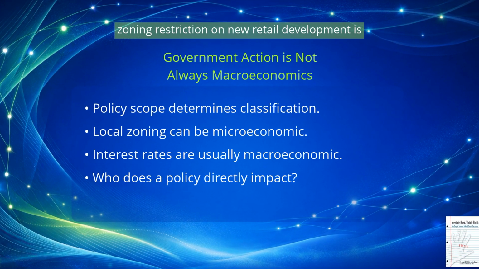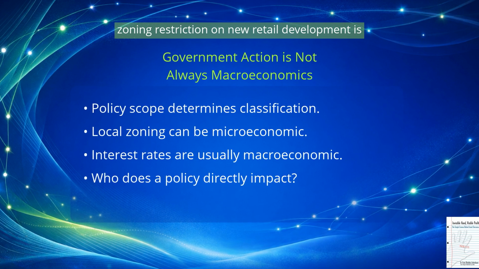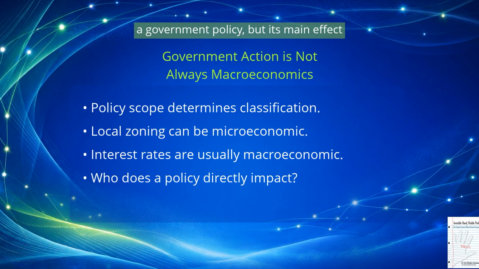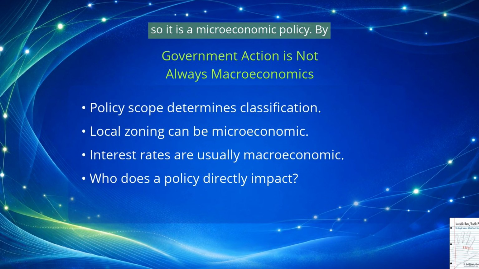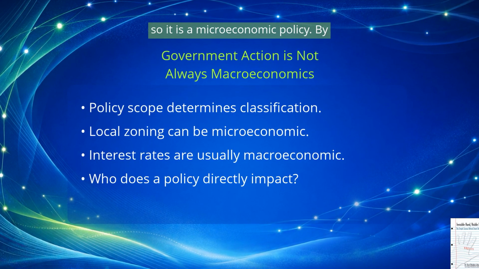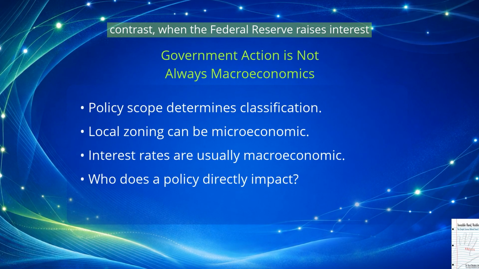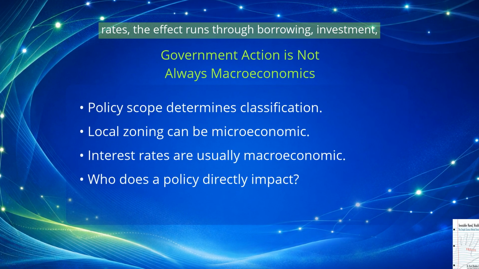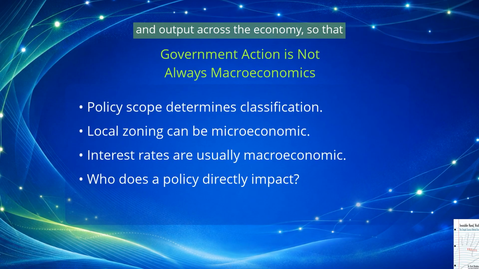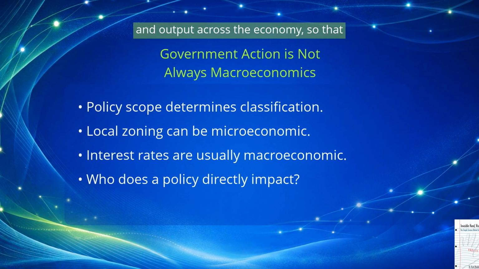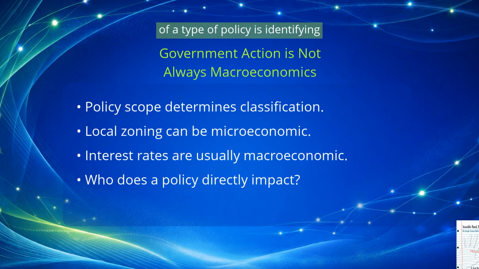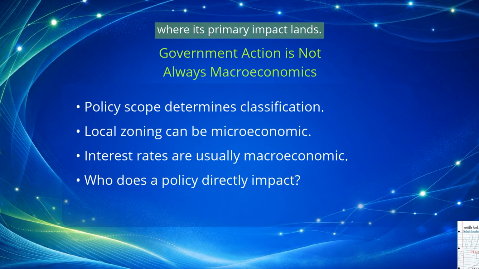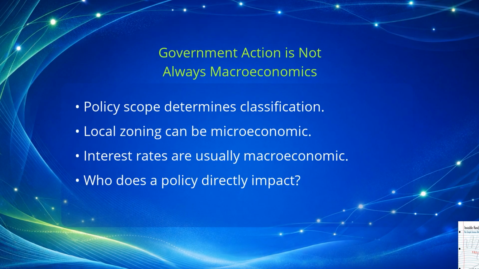For example, a city's zoning restriction on new retail development is a government policy, but its main effect is on a specific real estate market. So it is a microeconomic policy. By contrast, when the Federal Reserve raises interest rates, the effect runs through borrowing, investment, and output across the economy. So that is a macroeconomic policy. The real determinant of a type of policy is identifying where its primary impact lands.